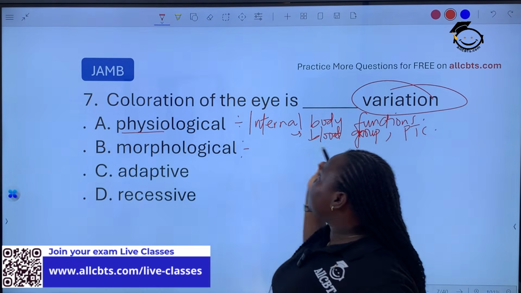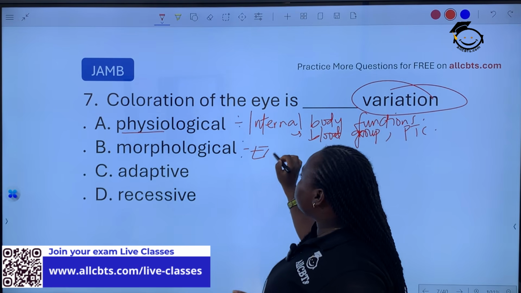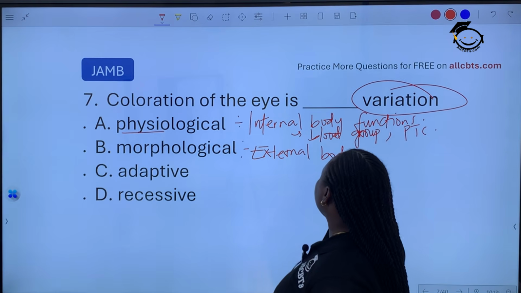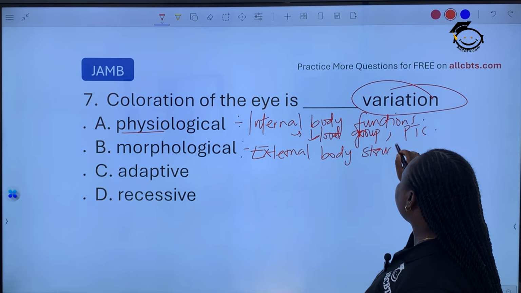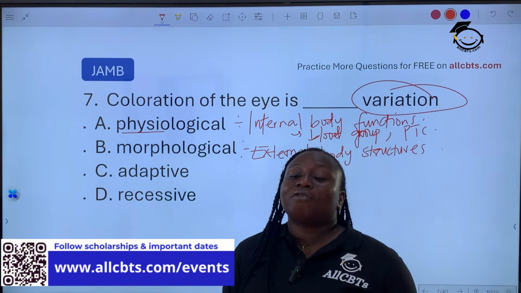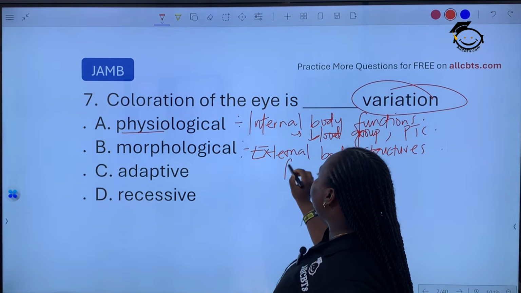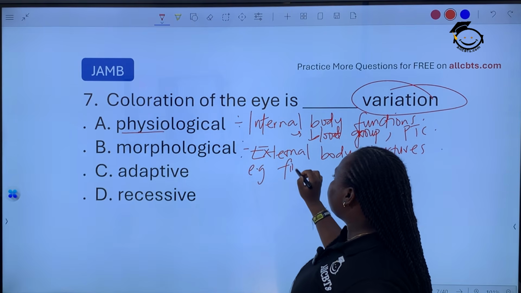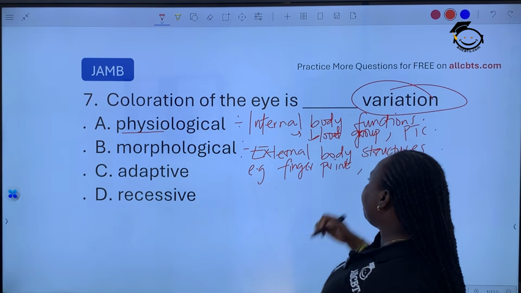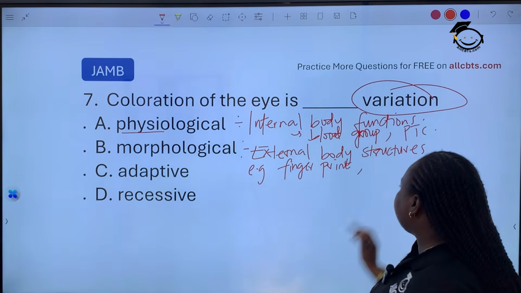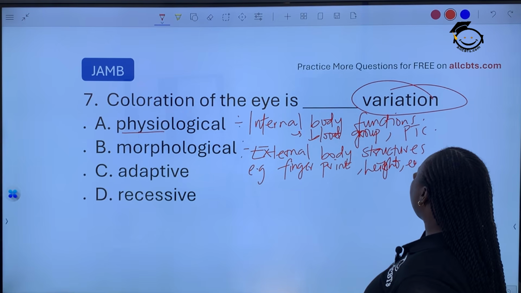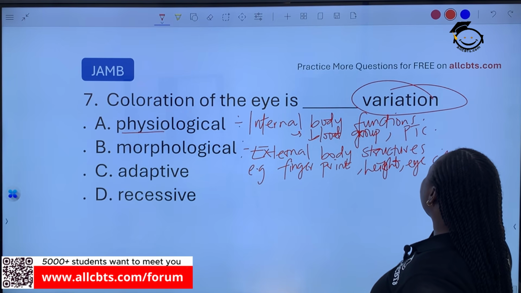Now, morphological variation, this is variation that we can see with our eyes. They are just the outside external body structures. External body structures. Now, these ones, they don't have anything to do with internal. They're ones that we can see. For example, fingerprints, heights, eye color, and so on and so forth.